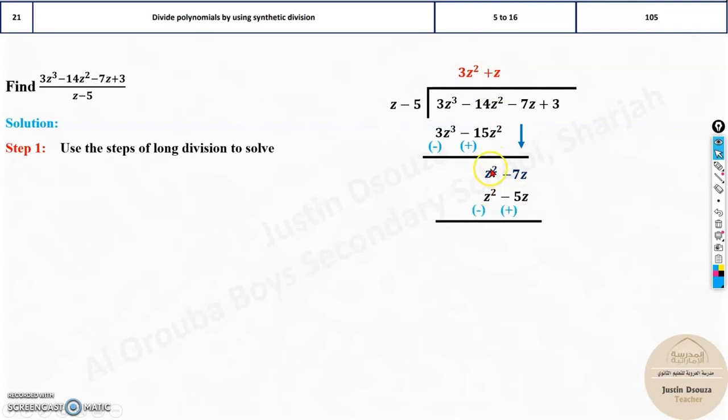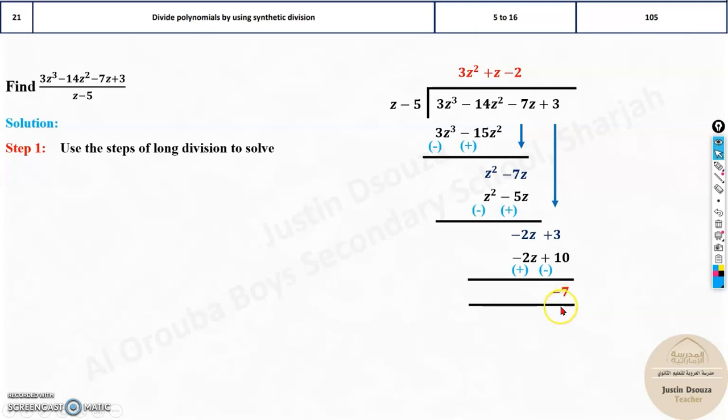Solve it again. The first term gets cancelled. Z squared cancels because it's negative and plus. Over here you will have minus 2z because minus 7 plus 5 is minus 2. Bring the next term down. What do you have to multiply now? Minus 2. Minus 2 times z would be minus 2z, and minus 5 times minus 2 is plus 10. Look carefully. First term cancels off. What happens over here? Minus 10 plus 3 is minus 7.